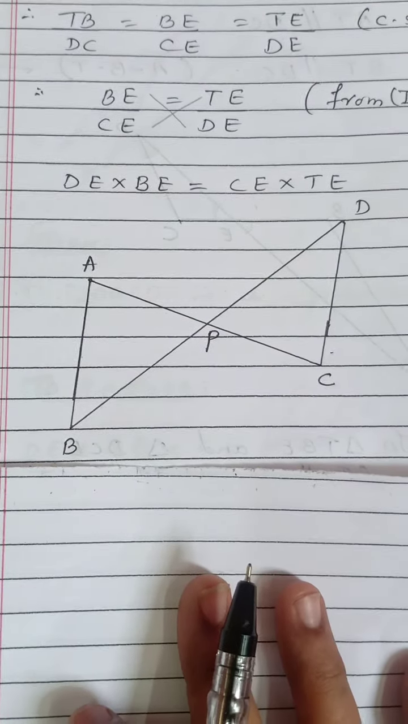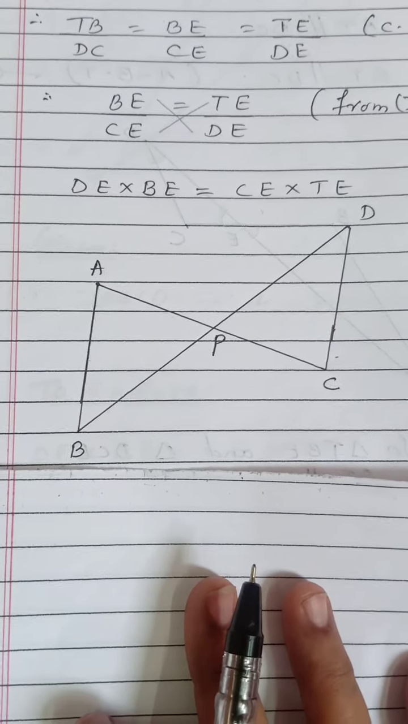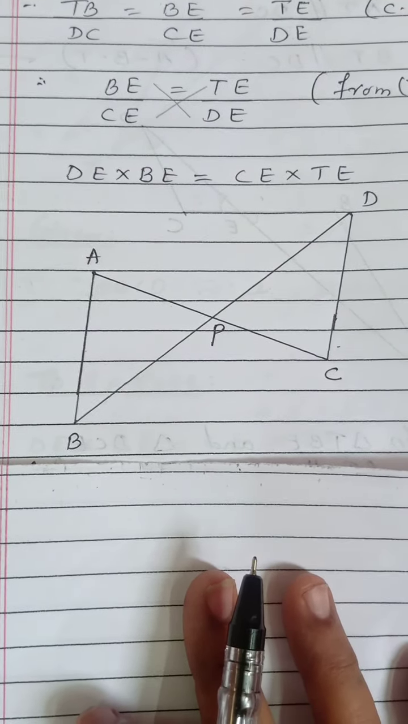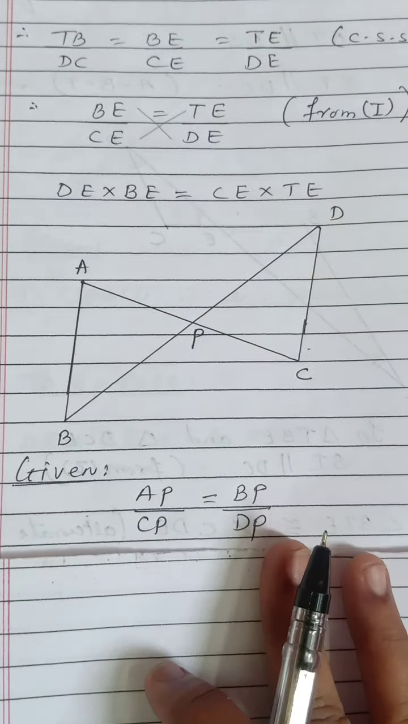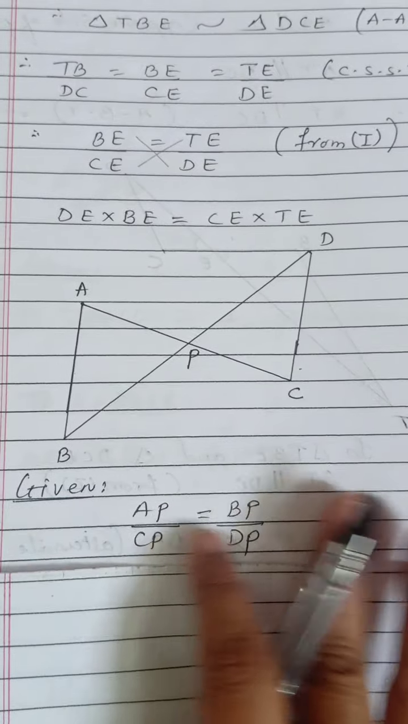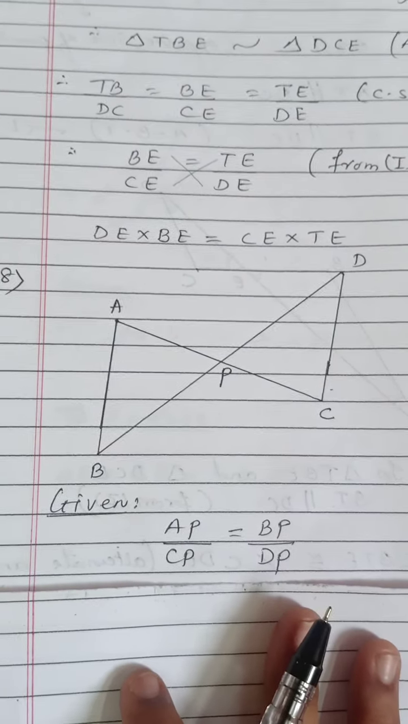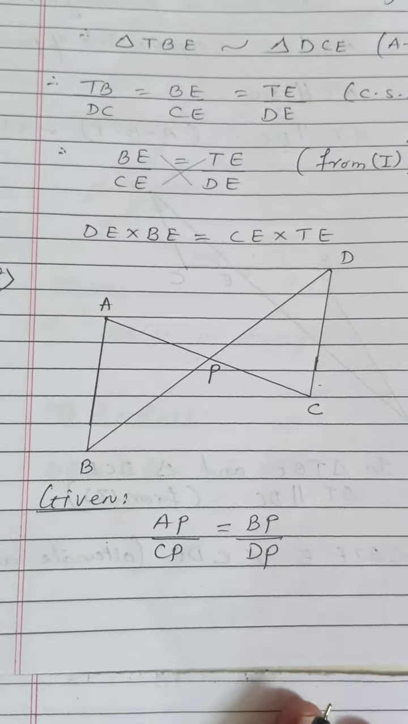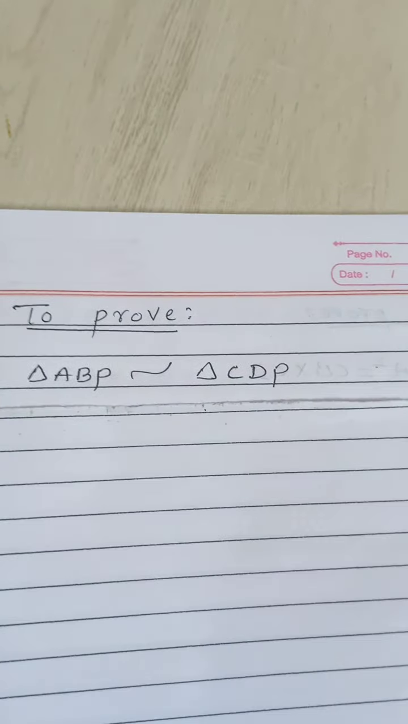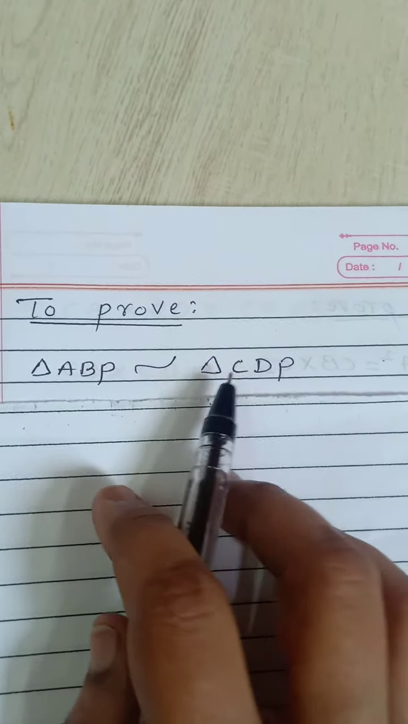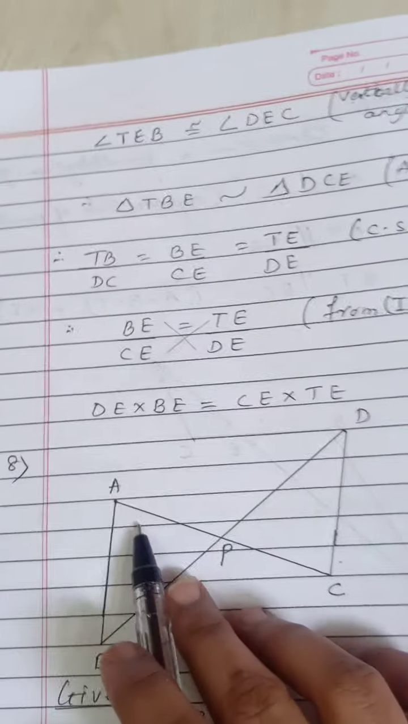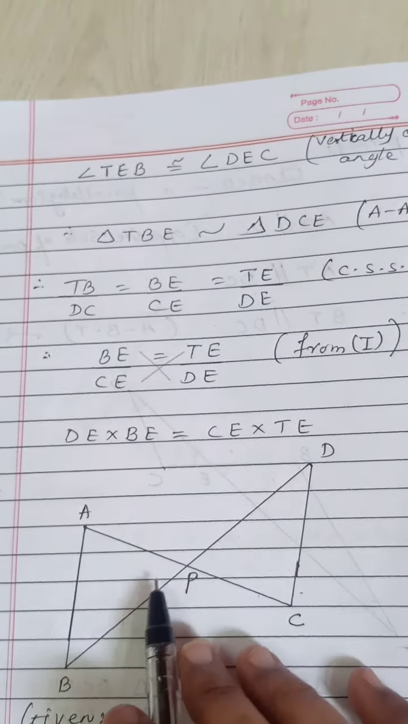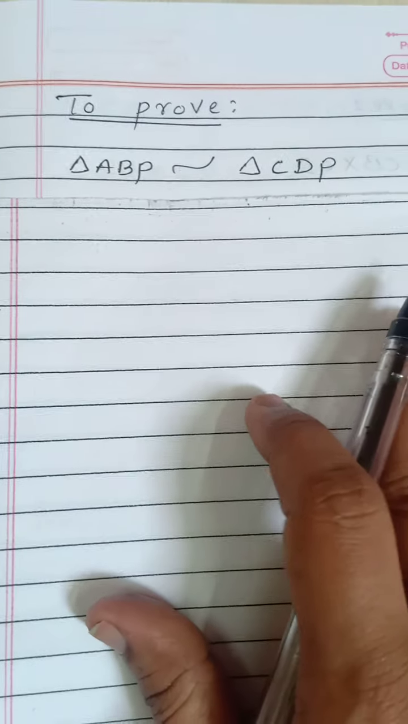So I have taken here the same figure which is given to us in the textbook. It is a question of proof, so we will solve it like a theorem. So the first step is given. These two ratios are given as equal. And we have to prove that triangle ABP and triangle CDP are similar. As I have explained, first of all we will write these two ratios which are given to us. Then we will write the opposite angles. Then directly we can show that they are similar to each other.